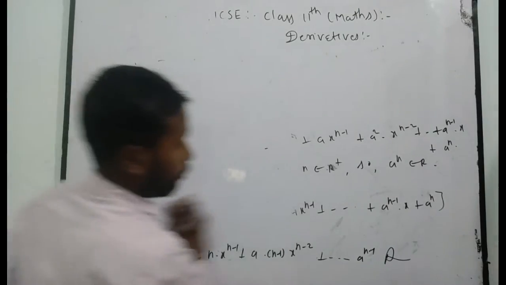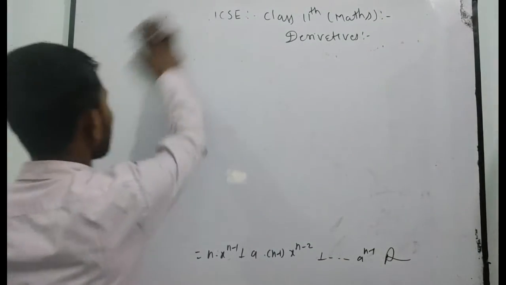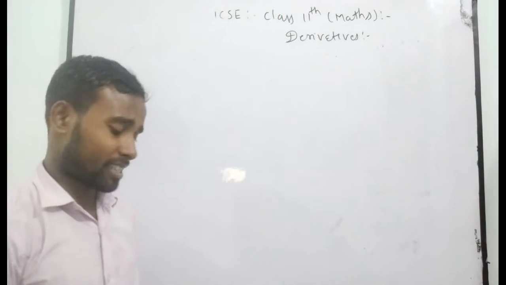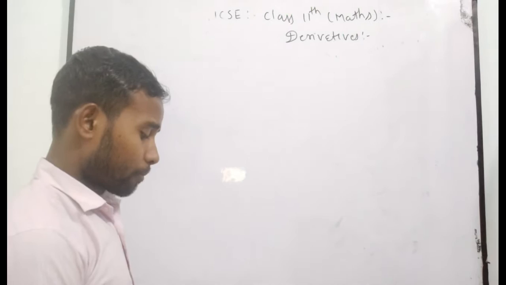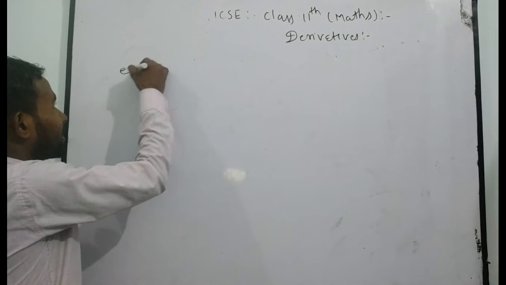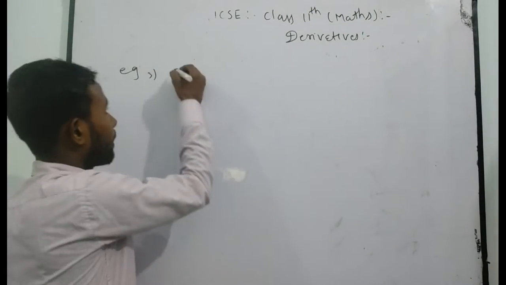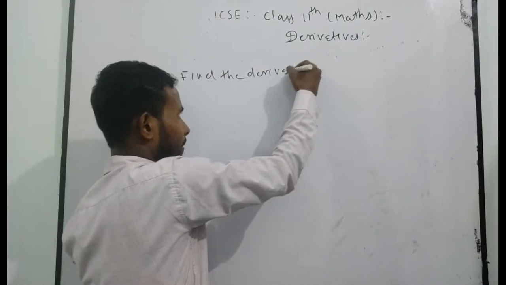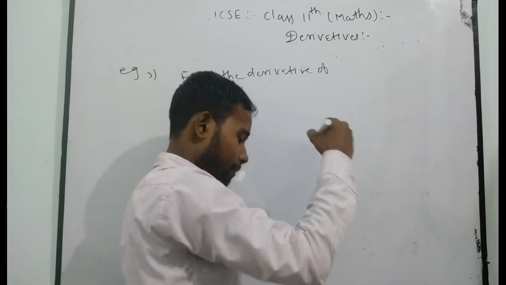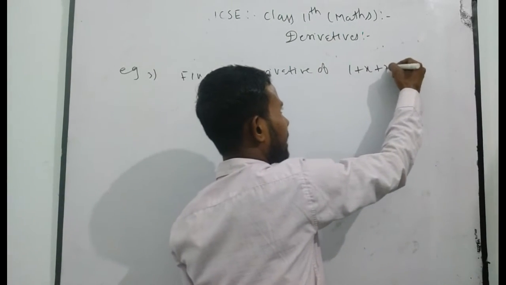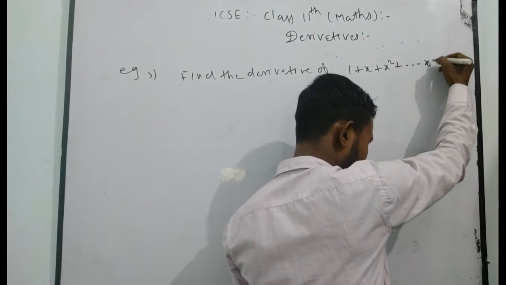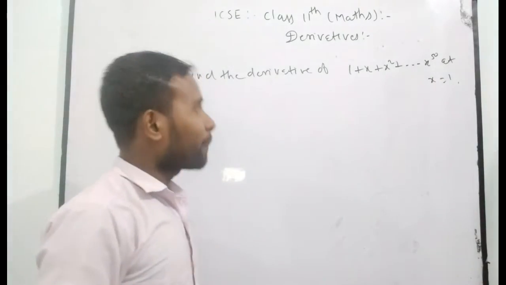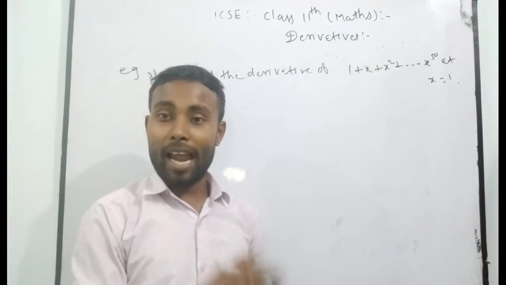Again, take the next question for you. All these problems are very easy for you. These are basics of class 11, or you can say basics of class 12. Find the derivative of 1 plus x square plus dot x to the power 50 at x is equal to 1. You have to find the derivative of this function at x is equal to 1.